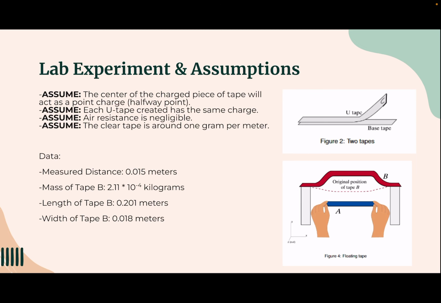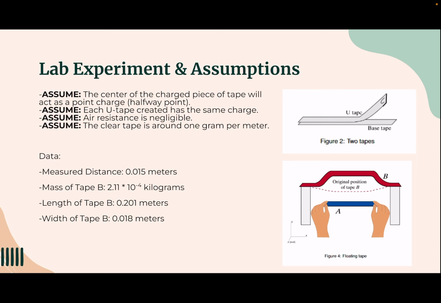So the first one is the center of the charged piece of tape will act as the point charge, which is a halfway point. The second one is that each U-tape created has the same charge. Third is that air resistance is negligible. And then fourth is a clear tape is around 1 gram per meter.